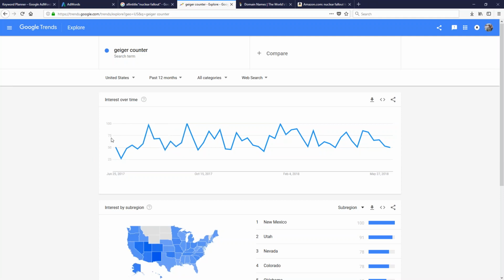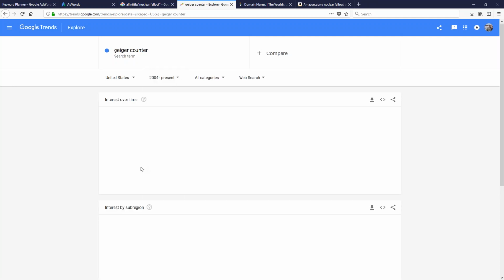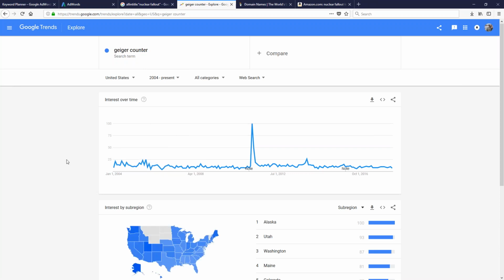Knowing seasonal tendencies is, in my opinion, extremely important, from knowing within your current year, also knowing over the course of time what's the most popular. It looks like, when was this? 2011. I'm trying to think of any kind of major world event that could have happened in 2011 that would have caused a giant spike like that.